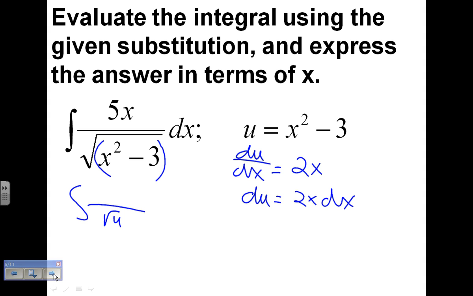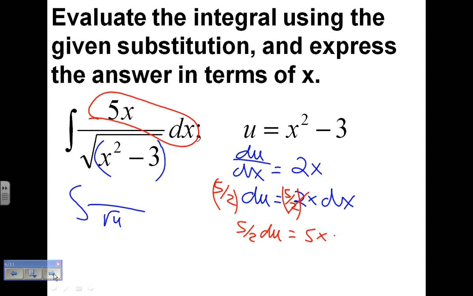Now, the x and the dx isn't so bad. I prefer to do this at one time. Some people prefer to do it in 2 steps. I always think that I have to get rid of the 5x dx. Okay? How can you make a 2x dx into a 5x dx? Multiply both sides by what? Yeah, 5 halves. If you multiply both sides by 5 halves, the 2's cancel off. So 5 halves du equals 5x dx.